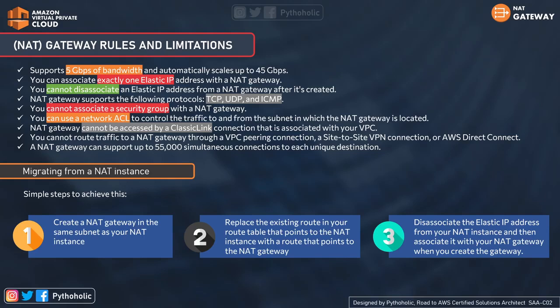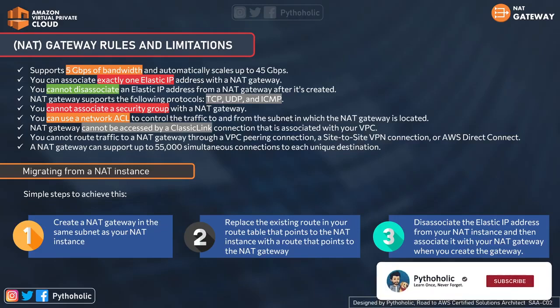And the NAT gateway actually supports the following protocols, that is TCP, UDP, ICMP. And you cannot associate a security group with a NAT gateway, that is because it is important to use it for your instances at the private subnet. And you can use a network ACL to control the traffic to and from the subnet in which the NAT gateway is located, because it is the subnet level. And NAT gateway cannot be accessed by a classic link connection that is associated with your VPC.